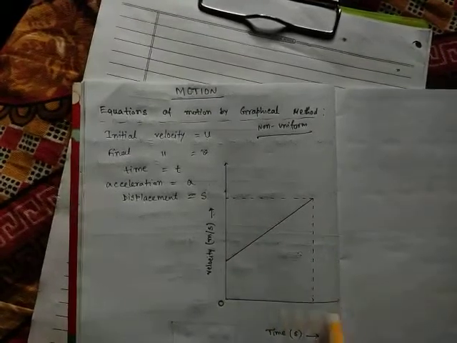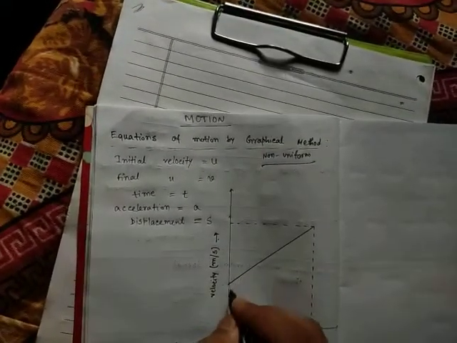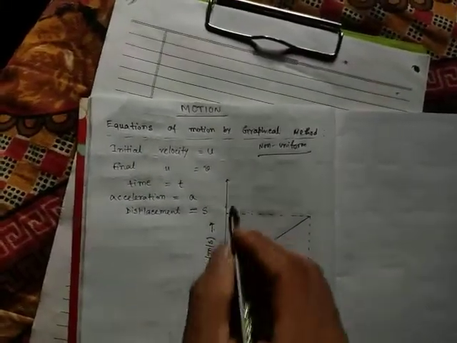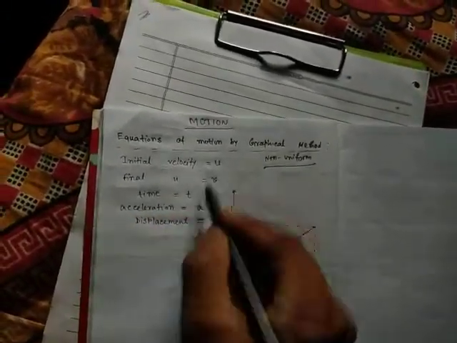Along the x-axis it is time, along the y-axis it is the velocity. So initial means when time is 0, that means the x-axis value is 0. But for initial velocity, along the velocity axis there must be a value. So this is u. This value is u. I am representing u on this axis because this is the velocity axis and this is the initial velocity.